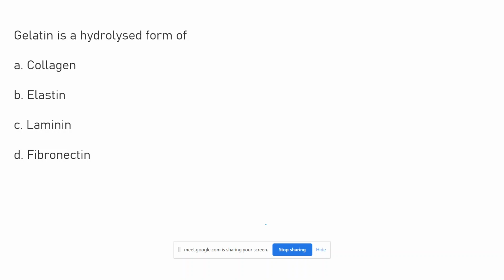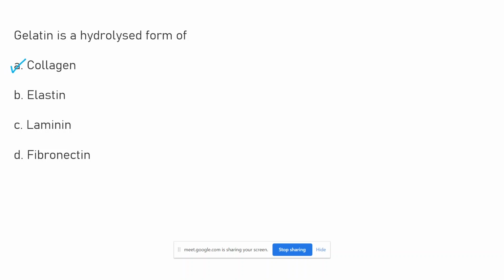So next, moving on to the next question. Gelatin is a hydrolyzed form of collagen, elastin, laminin or fibronectin. So gelatin basically is a hydrolyzed form of collagen.